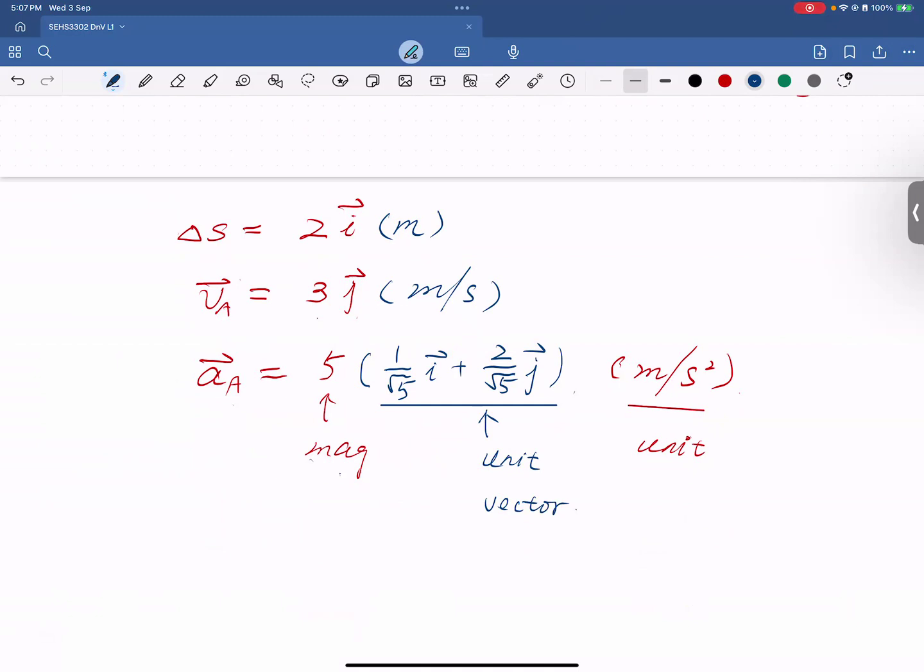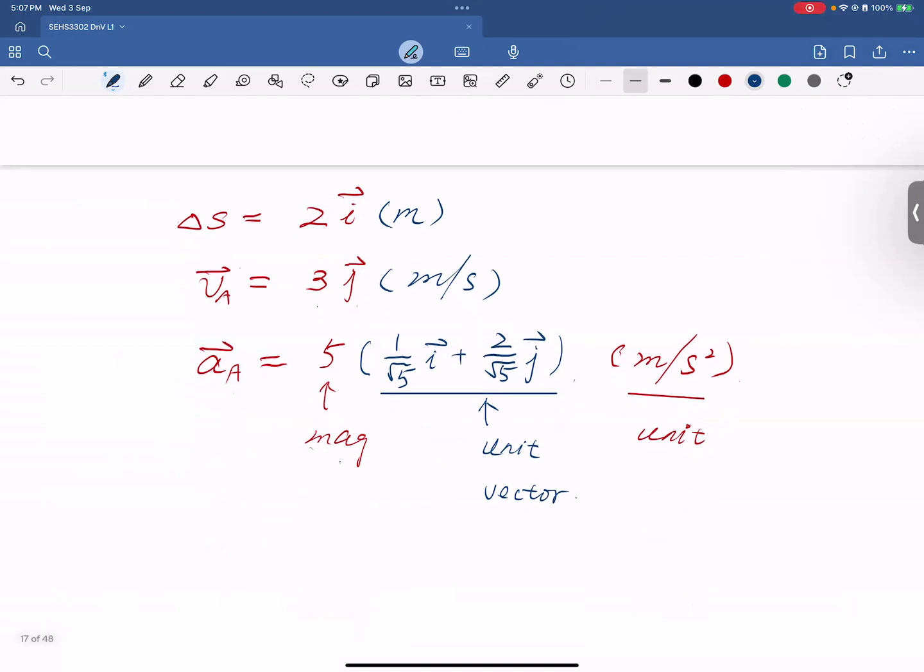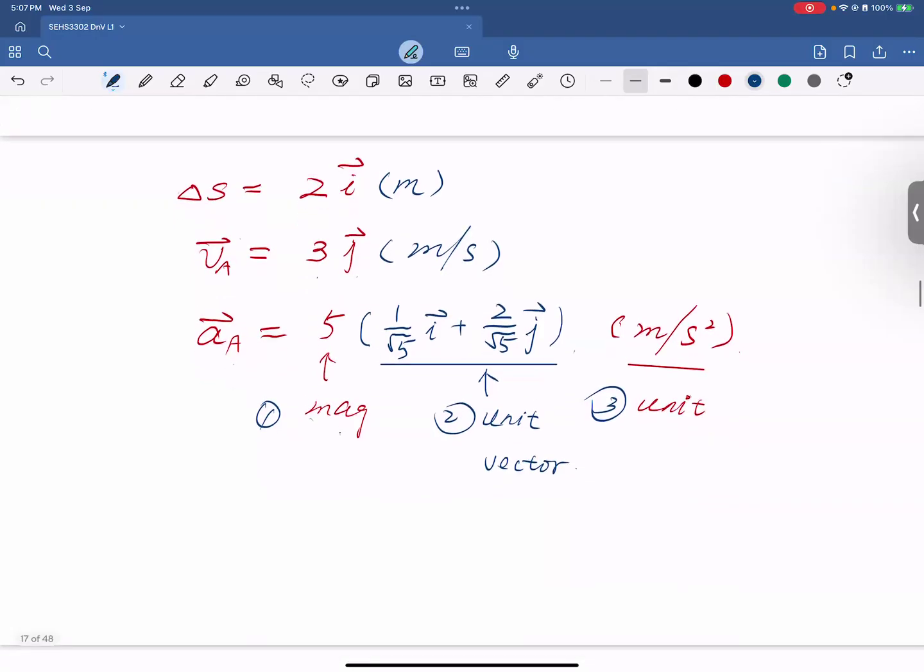So each amount, each variable, has three parts. First part, magnitude. Second part, direction. Third part, unit. Okay, three pieces of information. You will consider this, right?